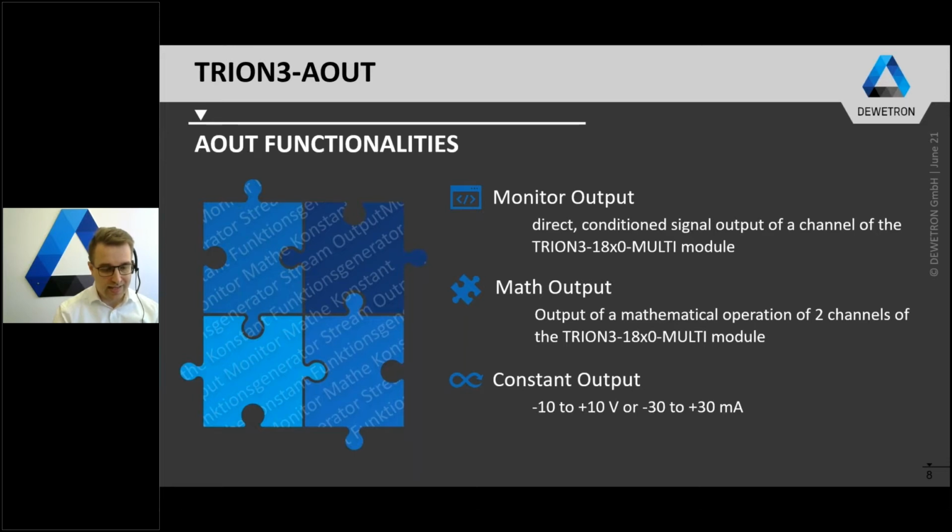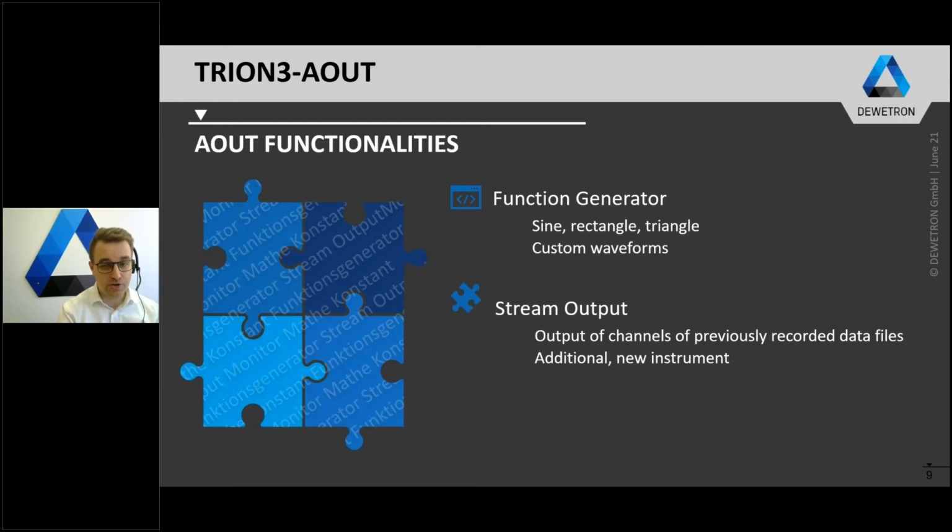So we can take one channel, calculate the RMS value, and also output this as an analog output. The constant output is also necessary to mention, with minus plus 10 volt or minus till plus 30 milliampere, which is already part of the function generator. We have pre-programmed sinus, rectangle, and triangle where you can define everything. We will see it later on in the hands-on. And you can also use custom waveforms, which is so important and often necessary out in the market.